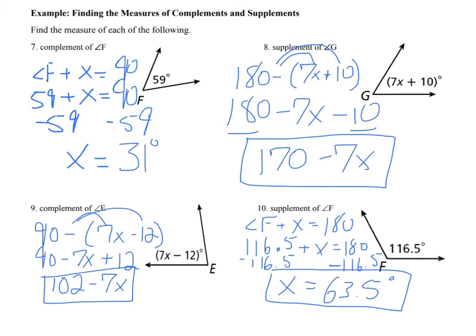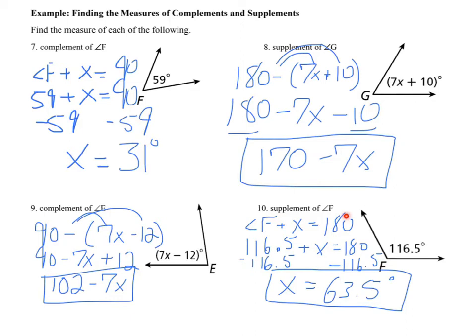Okay, we're back. Number 9, they wanted the complement of angle E. So first of all, we think complement, we think 90 degrees. We see that this is not a known angle, but an expression. So we say, all right, well, the complement of that has to be 90 minus that expression. Again, I'm going to distribute to the entire expression. I get 90 minus 7x plus 12. Add the 90 and the 12, and I get 102 minus 7x is the expression that would represent the complement of E. Next, we want the supplement of angle F.